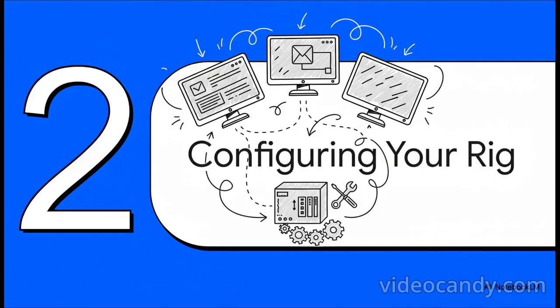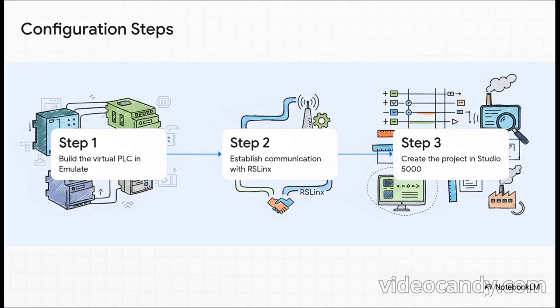All right, now that we know what the tools are, let's get our hands dirty. In this section, we're going to walk through the exact steps to get these 3 programs configured and talking to each other like they're old friends. It's a pretty straightforward 3-step process. First, we'll build the virtual hardware in Emulate. Then, we'll create the communication driver in RSLinx. And finally, we'll set up our programming project in Studio 5000 to match everything perfectly. So, let's dive into step 1.